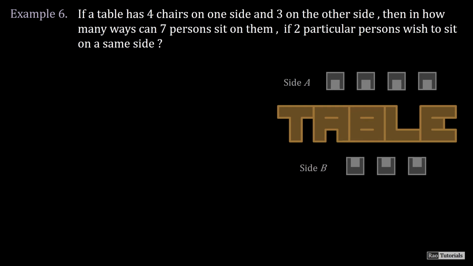Let us call these 2 sides as side A and side B. Also let persons be P1, P2, P3, P4, P5, X and Y, where the persons from P1 to P5 have no condition and they can sit anywhere, while these two, X and Y, want to sit on a same side. Note that they may or may not sit side by side next to each other. That is, suppose if X sits on this chair, then Y can sit anywhere on this side.